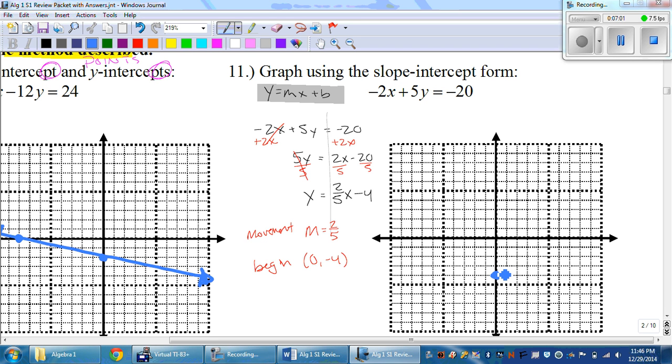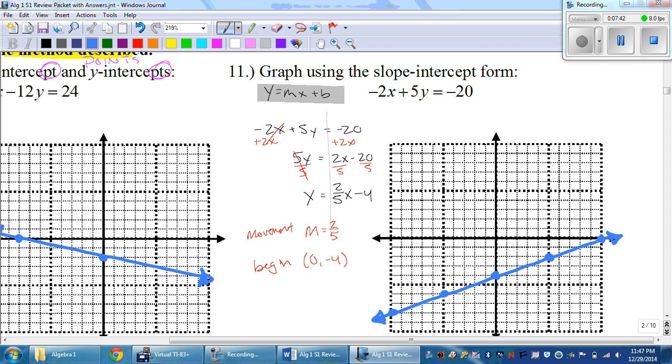And our movement tells me that I need to go up 2 and to the right 5. Okay? And then I'm going to do it again. I'm going to go up 2 to the right 5. And now I'm going to do the same thing in the opposite direction. And now I've got all my points. When I've got all my points, I can draw my line. And I'm using my straight edge right now, lining everything up. And the last thing I'm going to do is to add my arrows so I don't get any points taken off.